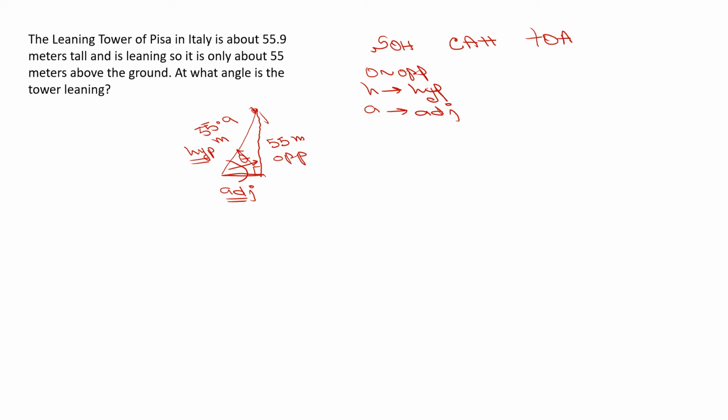So here, according to the information, we have the opposite, and we also have the hypotenuse. So this relationship can be given by the sine theta formula. We can say that sine theta equals opposite over hypotenuse. Now our opposite is 55 and our hypotenuse is 55.9 meters. And here is our sine theta.